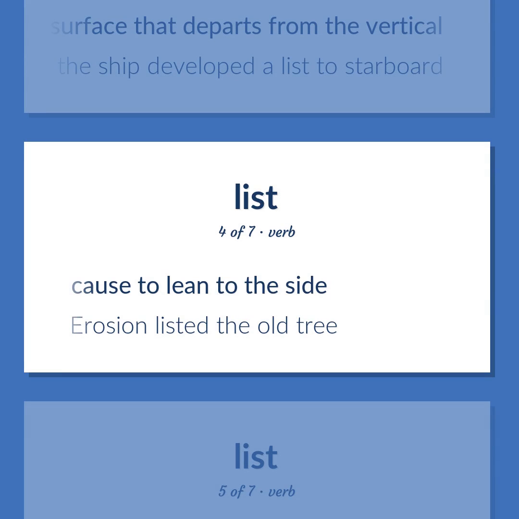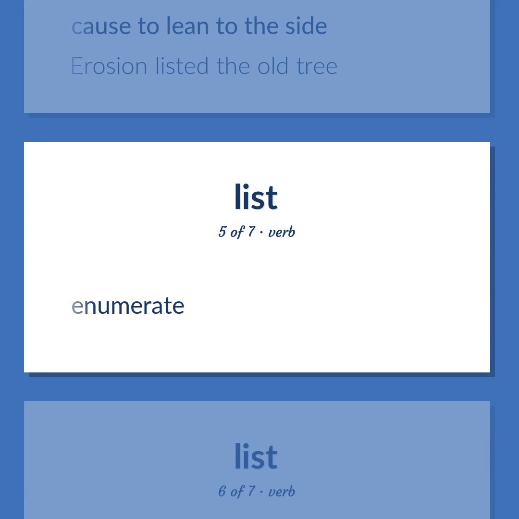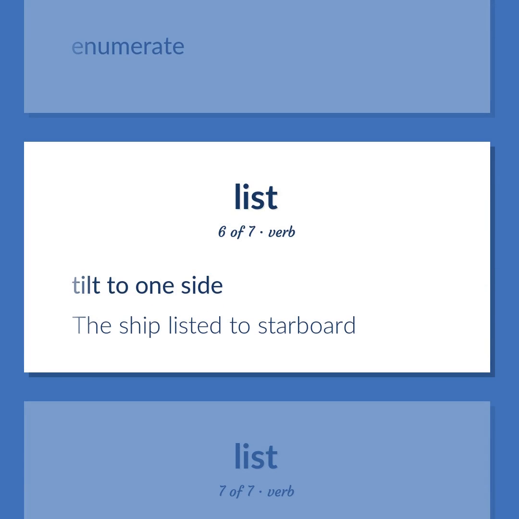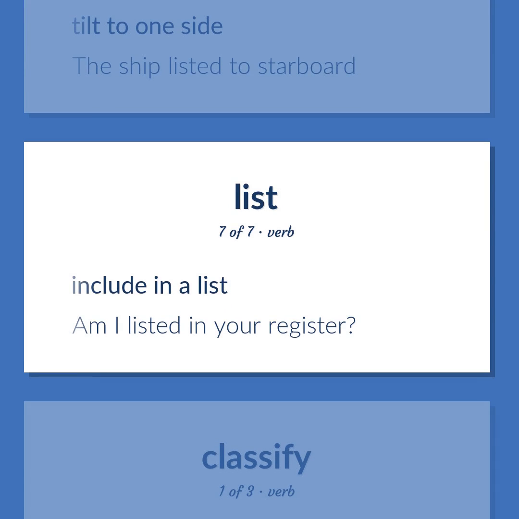Cause to lean to the side. Erosion listed the old tree. Enumerate. Tilt to one side. The ship listed to starboard. Include in a list. Am I listed in your register?